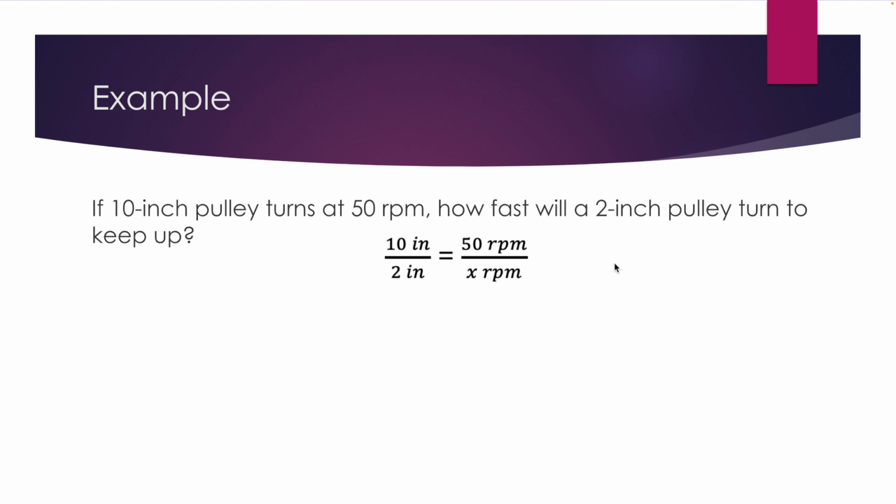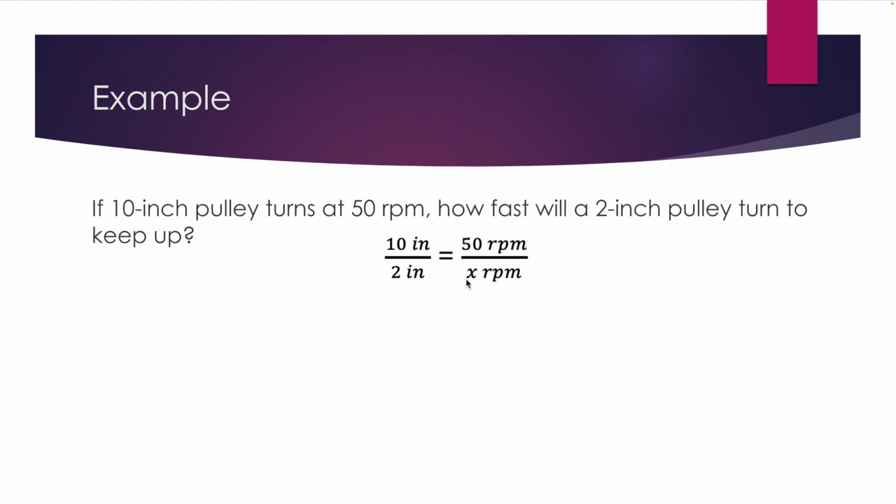Is my smaller number on top? Well, on this side it's not. I have a 2 on the bottom, so I need to flip these around. And here, am I expecting my 2-inch pulley to spin faster or slower? I'm expecting it to spin faster because it's smaller. It's going to need to spin faster to keep up.